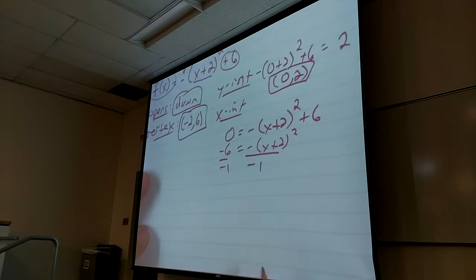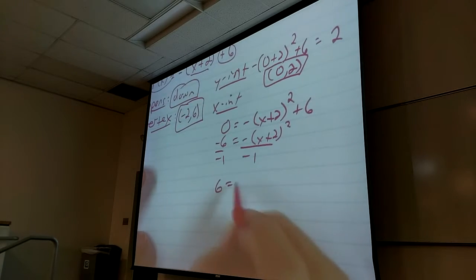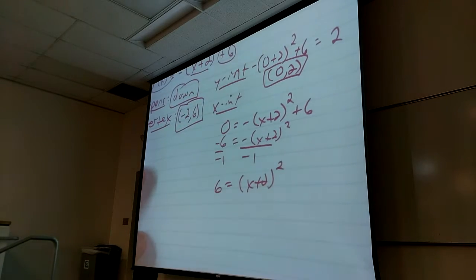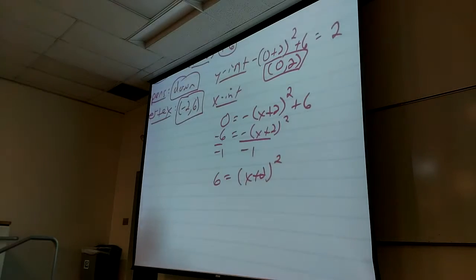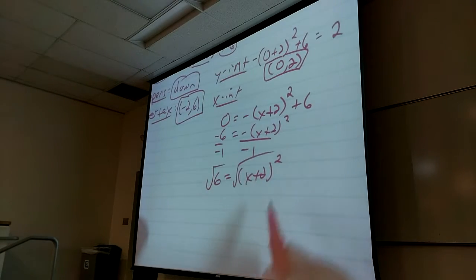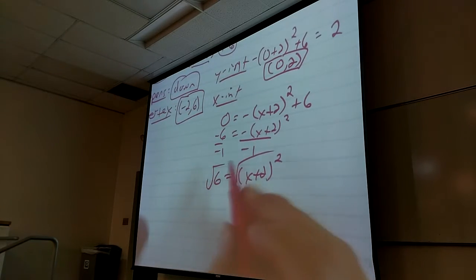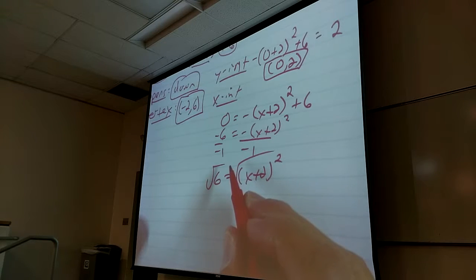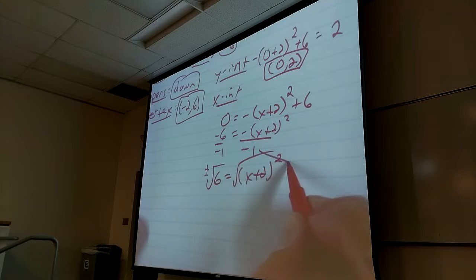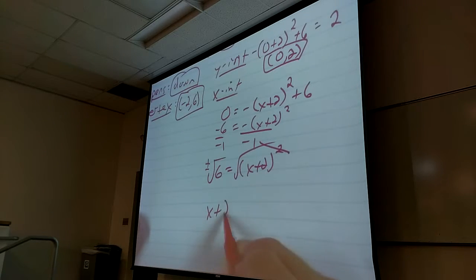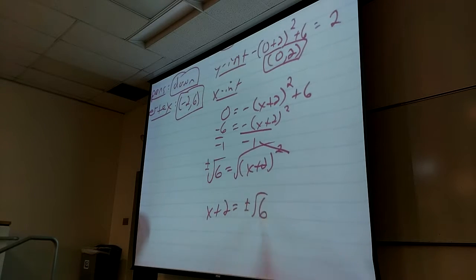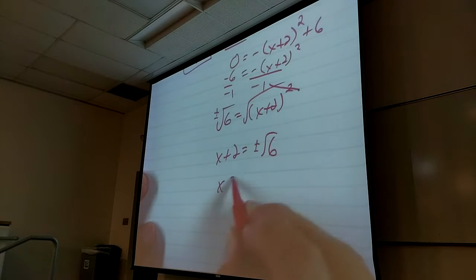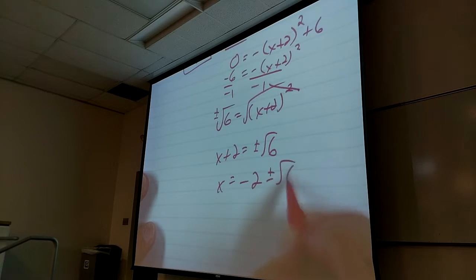Divide by -1, so you get 6 equals x plus 2 squared. And then, of course, you square root. The minute you put a square root, plus or minus. They kill each other, so I get x plus 2 equals plus or minus square root of 6. So I get x equals -2 plus or minus square root of 6.